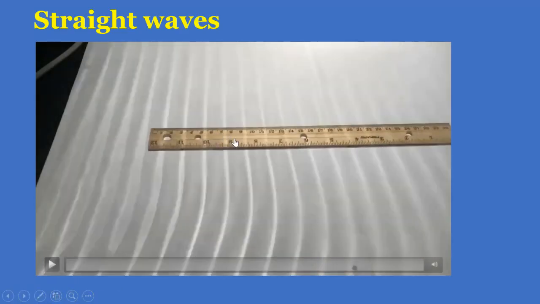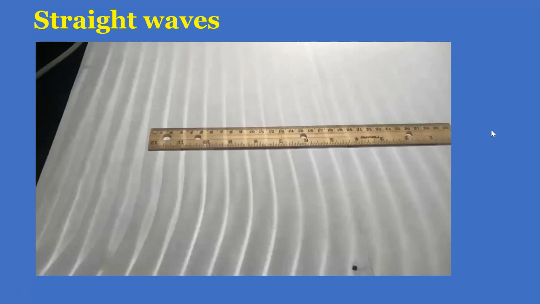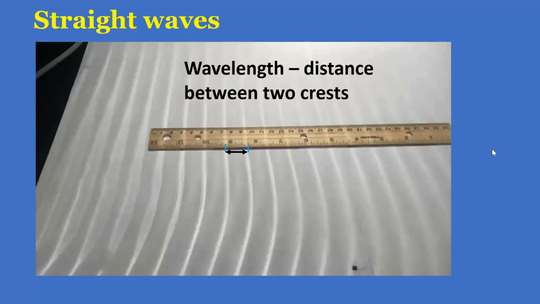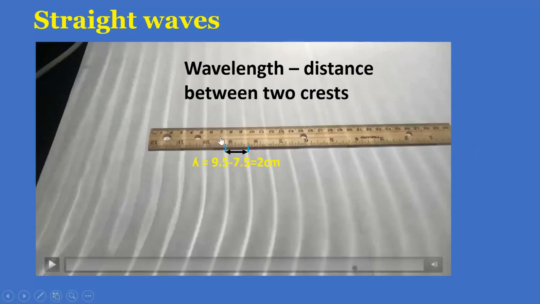Okay, the first thing we need to do is to determine the wavelength. Those white lines represent the crests of the wave, and we know that the distance between two crests is the wavelength. So we're going to mark those two points, and then measure the distance between those two crests. This is 7.5, this is 9.5, so the difference is 2 centimeters.